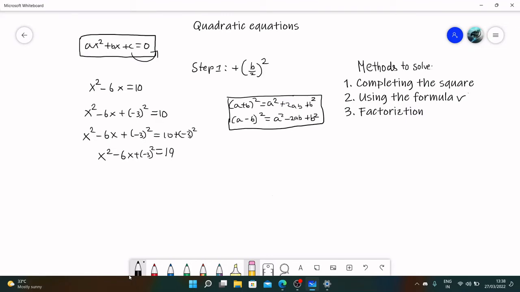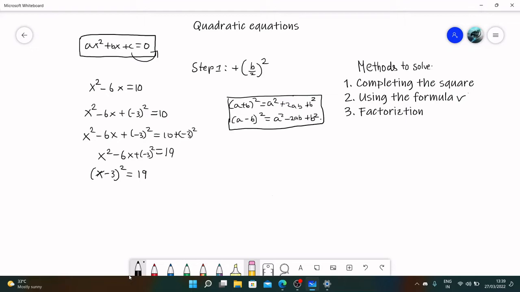Over here, we have x squared minus 6x plus (minus 3) squared. That would correspond to the second equation, because your x value is positive, then minus 2ab is minus 6x, plus b squared. This is your b squared and you're adding it. So you can factorize this like this: (x minus 3) squared equals 19.